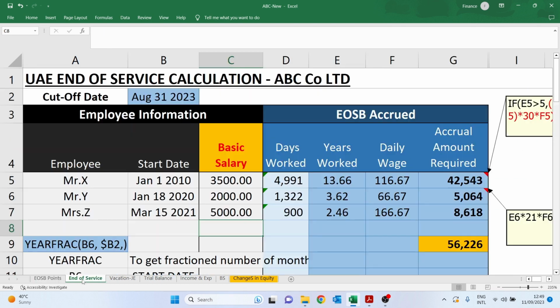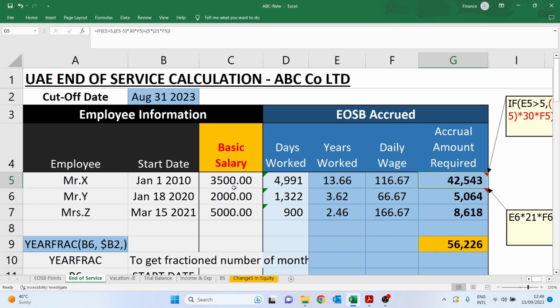So let us check how we calculate the end of service. I have prepared a very simple calculation here, just to identify which numbers we are taking and how we are calculating. Here you can see the start date of the employee, his basic salary, not total salary, basic salary, the days he worked, the total years he worked, his daily wage, and the accrual of EOSB, end of service benefit.